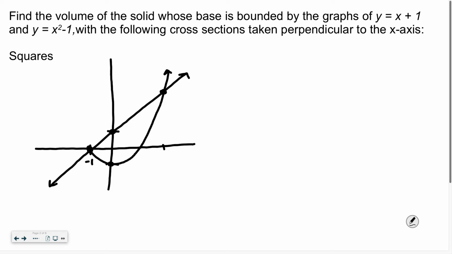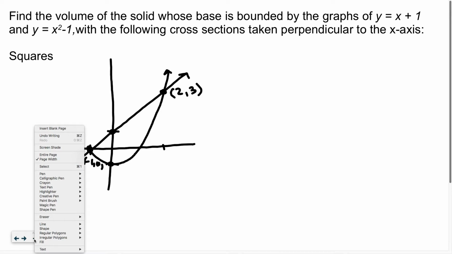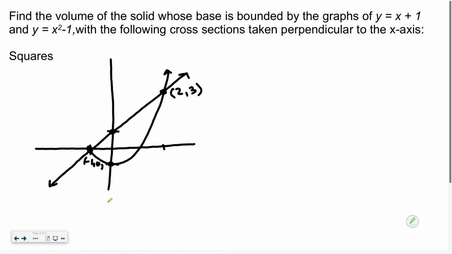I heard 2, I heard 3. Yeah, gotcha. This is the coordinate (2, 3). Okay, all right, I agree with that. So let me go ahead and just highlight what's happening here. Okay, so here's our region right here.